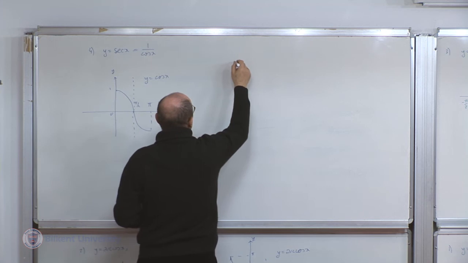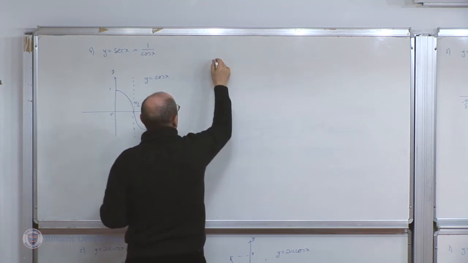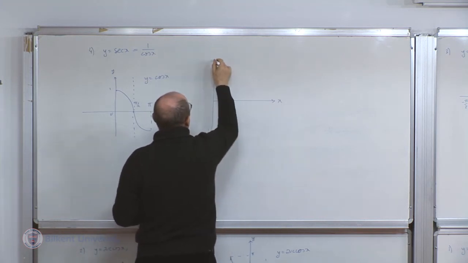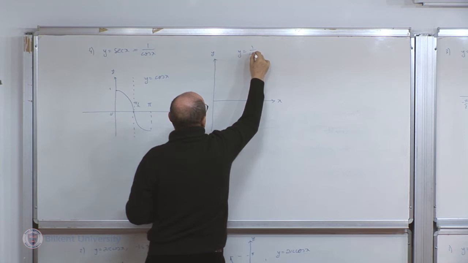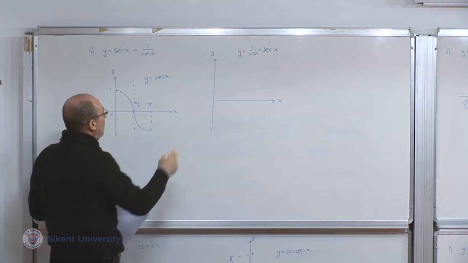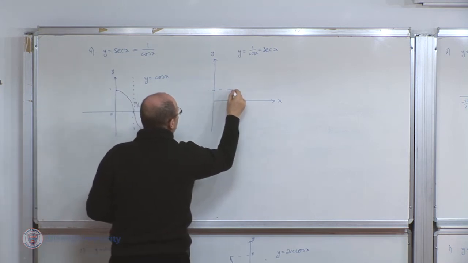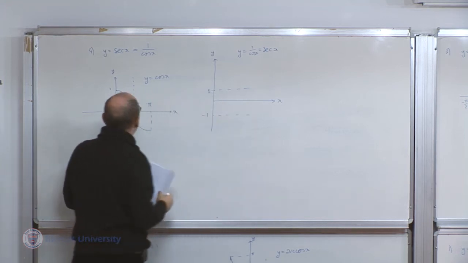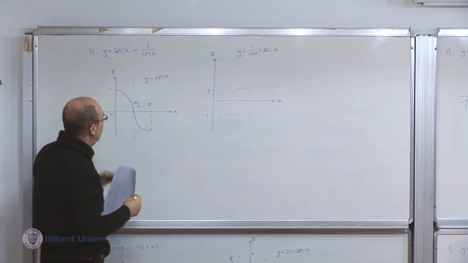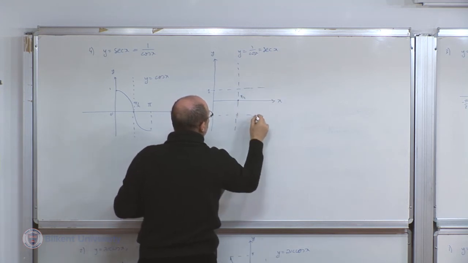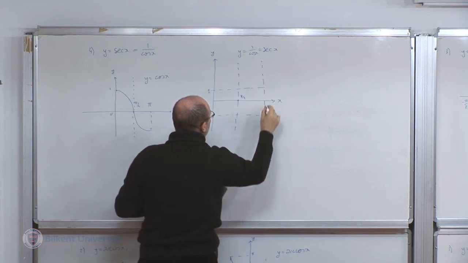Okay, so now let us look at this. I'm not using the left-hand side, so I'll draw it like this. X, y equals 1 over cosine x, which is denoted by secant x. So let's say this is 1, and this is minus 1. So let us look at what happens in this interval. Let me also put here pi over 2. And let us take these like this. And this is going to be pi.